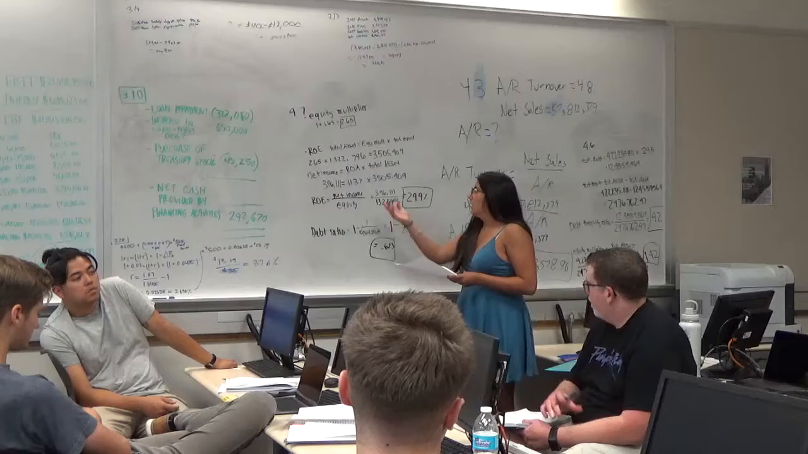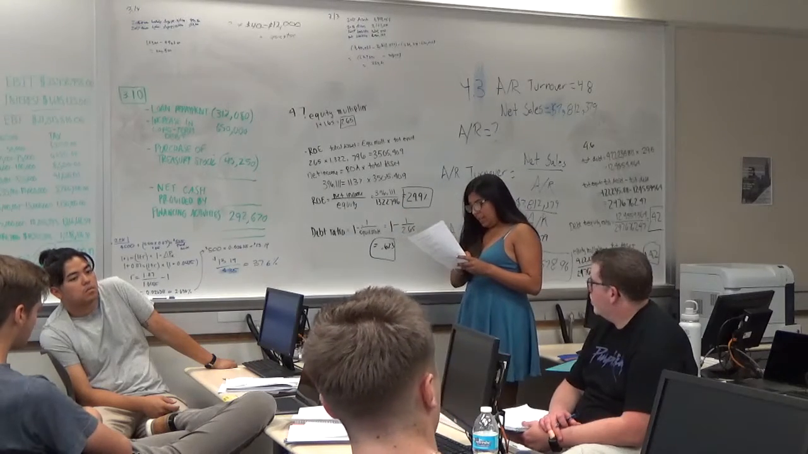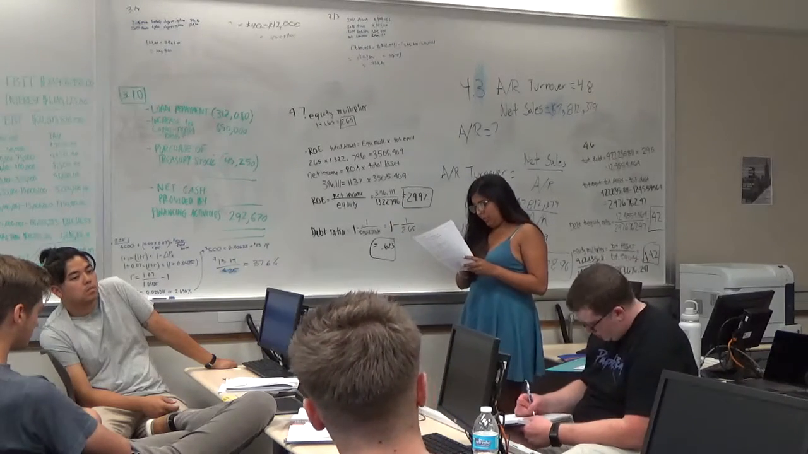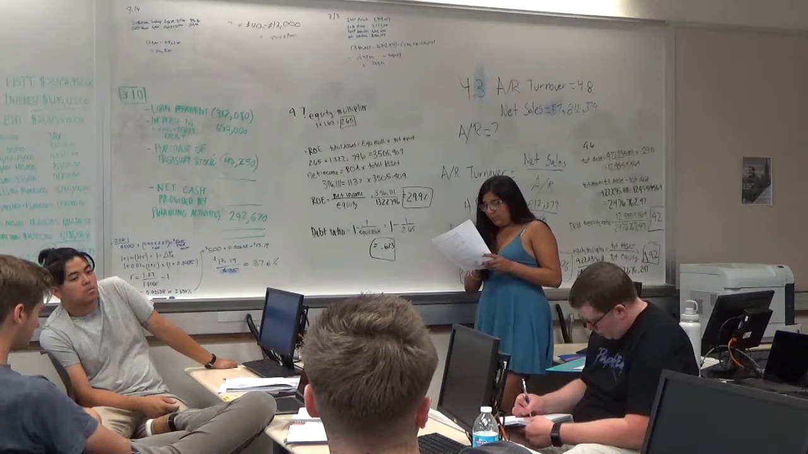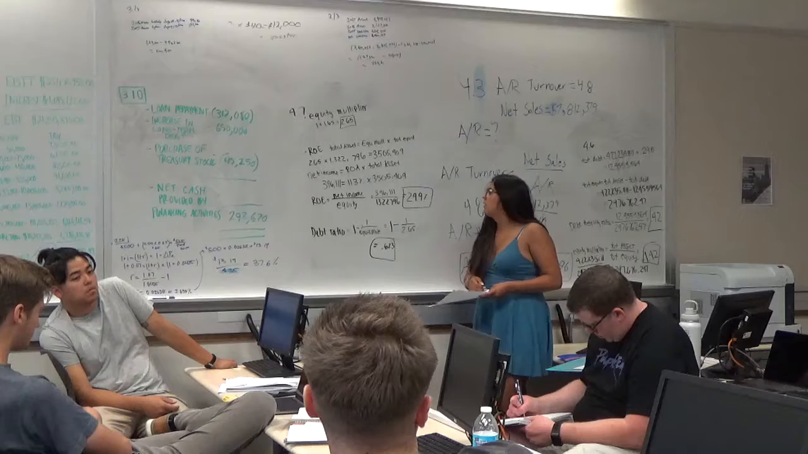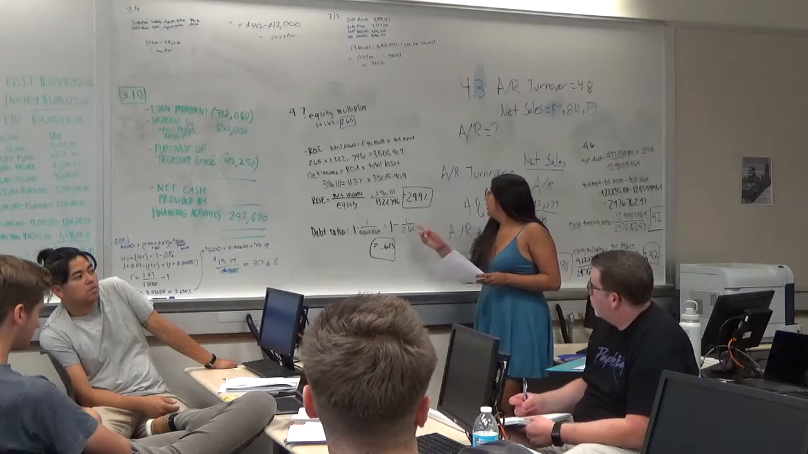And then finally, to get to the ROE, you're going to do net income over equity, which is going to be 396,111 over 1,320,796. And then it will give you the 29.9%.